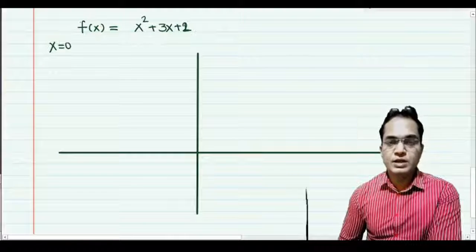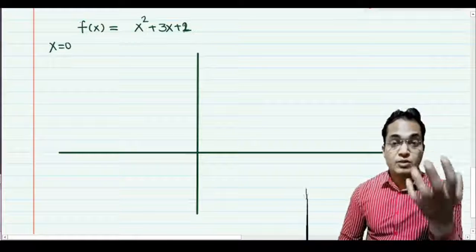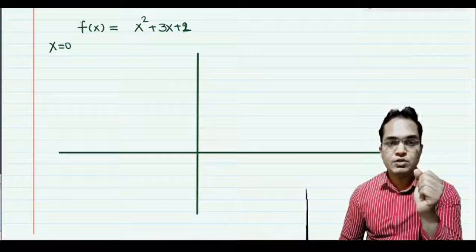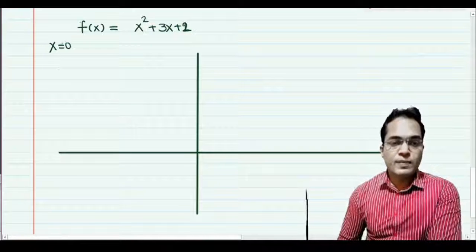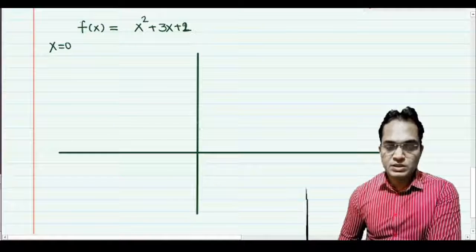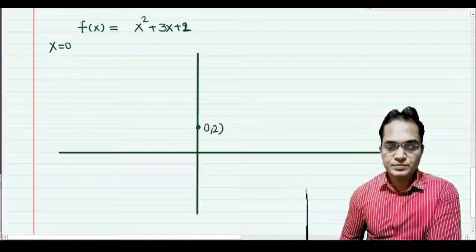Put 0 here. We solved this in the previous video, the value of the polynomial. Got it? Then what is the value of f(x) at x equals 0? It is 2. Let 2 be here, which means the point is (0, 2).